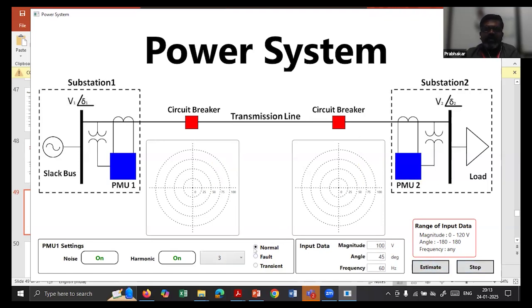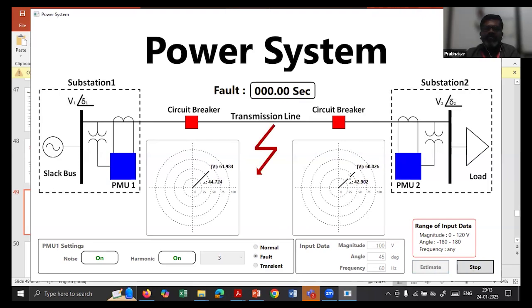And under faulted condition, if I start simulating it, the time is set for some 14 seconds. So once under normal condition, the voltage and angles are coming. This is something like the data which is obtained from PMU. That's what this video file helps us to show. Now fault is simulated. Now you can see this voltage and angle goes randomly at both the ends, substation 1 and 2, under faulted condition.